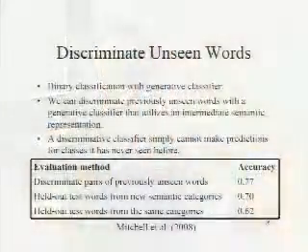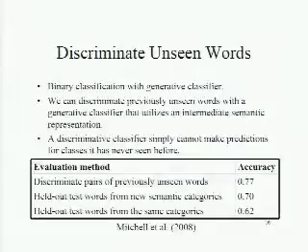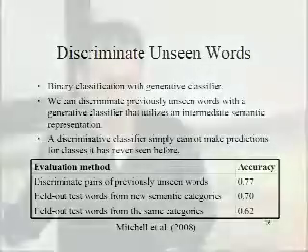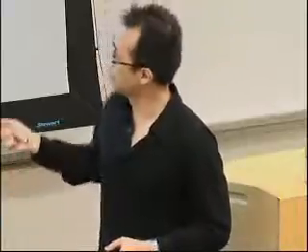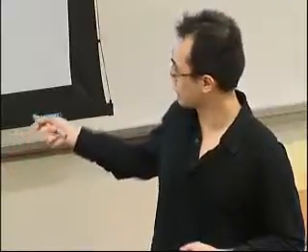Okay, and so this is a binary classification. The chance is just going to be 50%. And the result here is that, to discriminate pairs of previously unseen words, we can get accuracies like 77%.